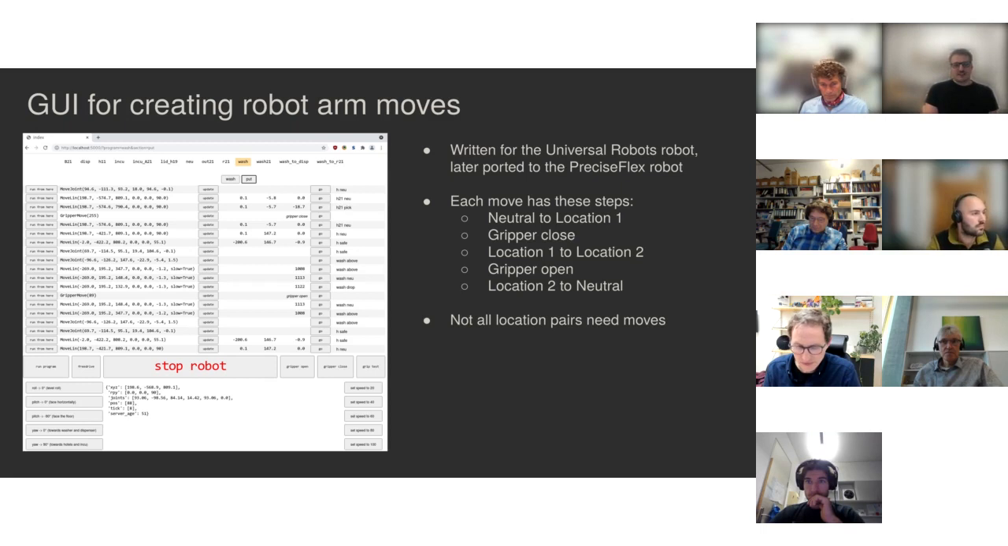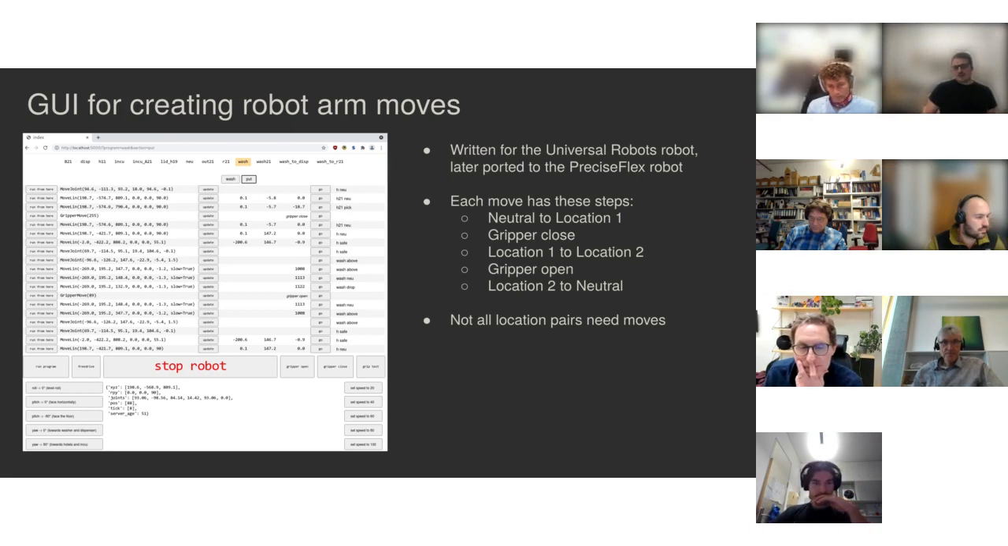So in our academic setting, no one has an infinite amount of resources, so we sometimes have to use secondhand robots, or just robots that we happen to have. So we can't just say, oh, I only want Universal Robots, or I only want PreciseFlex. We use what we have.